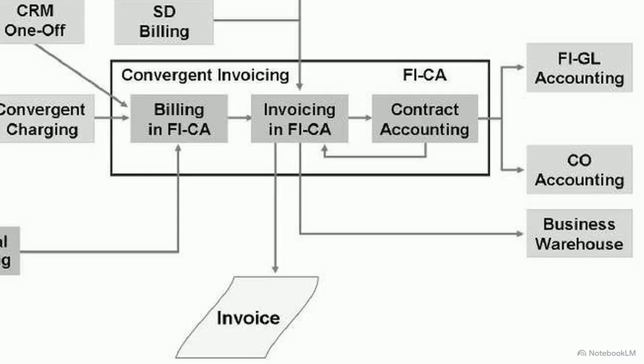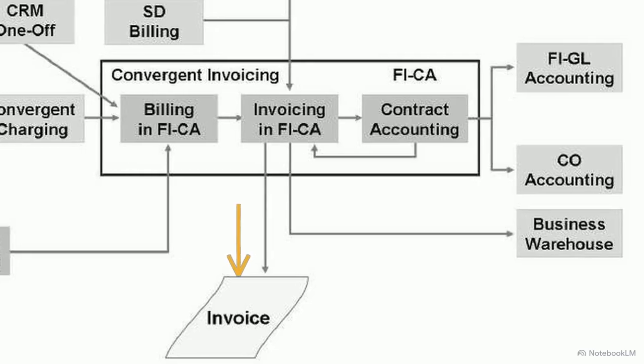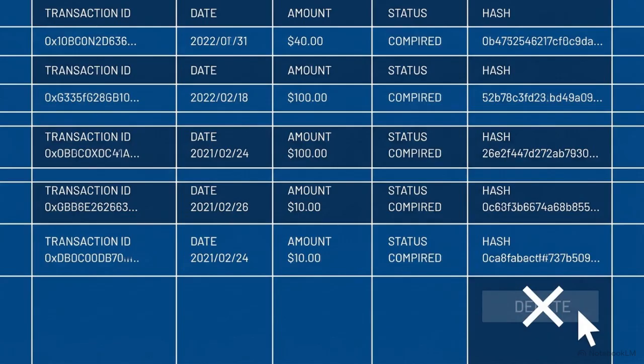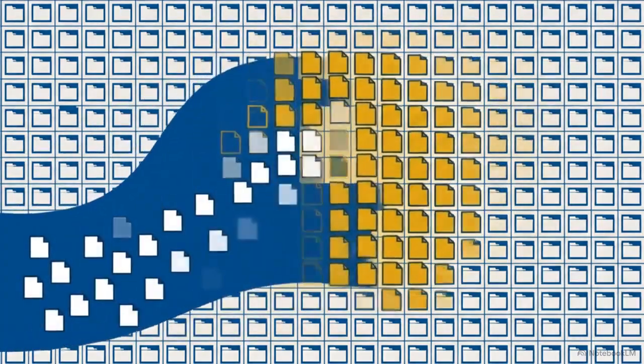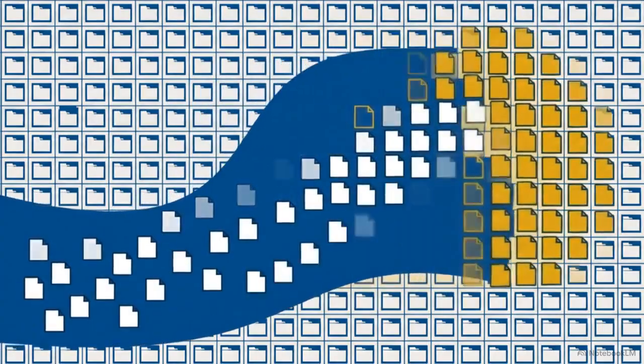Look at the right side of this convergent invoicing component diagram. Once a live invoicing document is generated, the workflow pushes that data forward, triggering an irreversible posting directly into contract accounting, known as FICA, and the general ledger. You cannot simply delete an actual FICA posting. Correcting a mass billing error requires initiating a complex, system-wide reversal procedure to back out the incorrect financial documents.